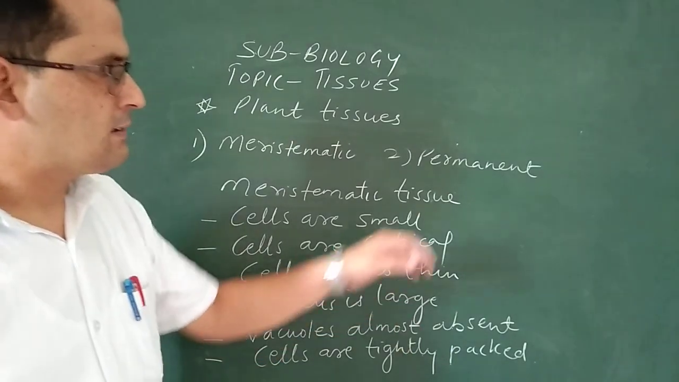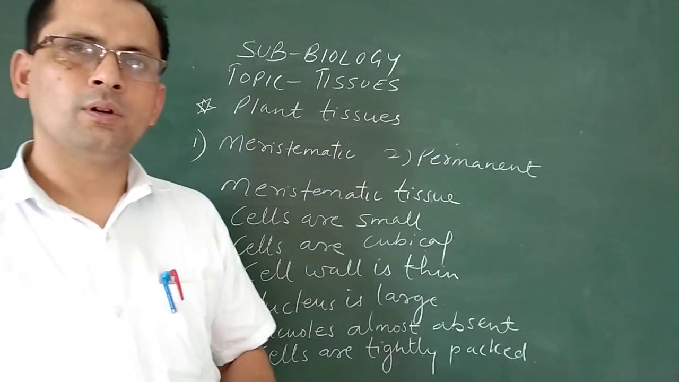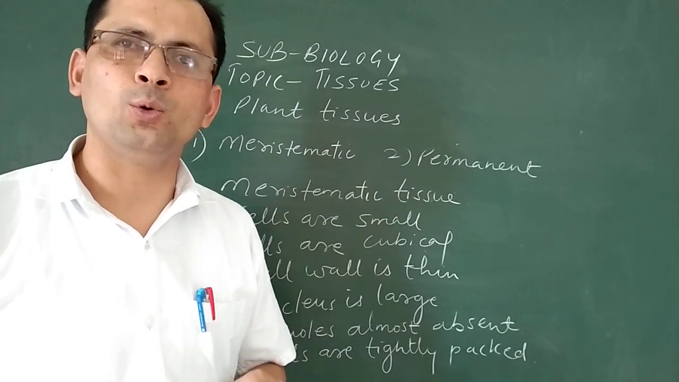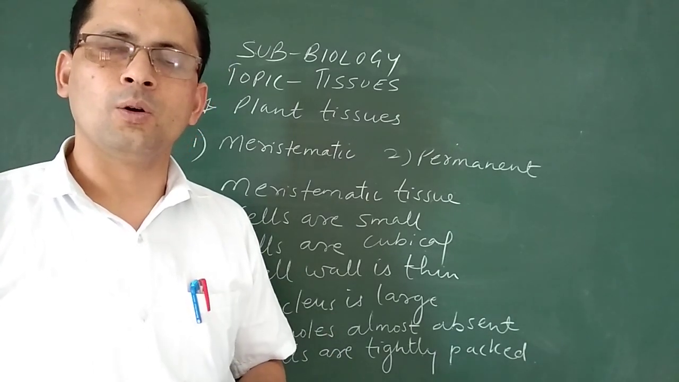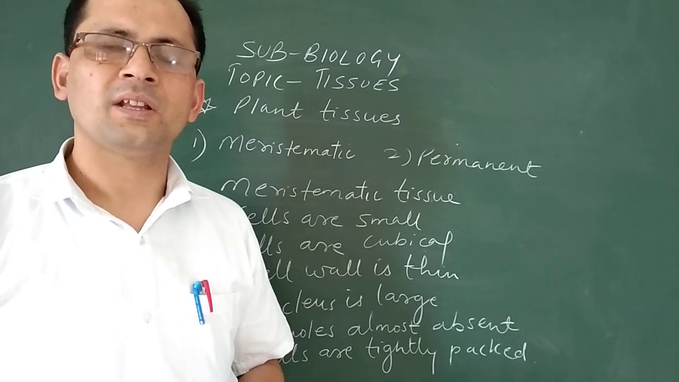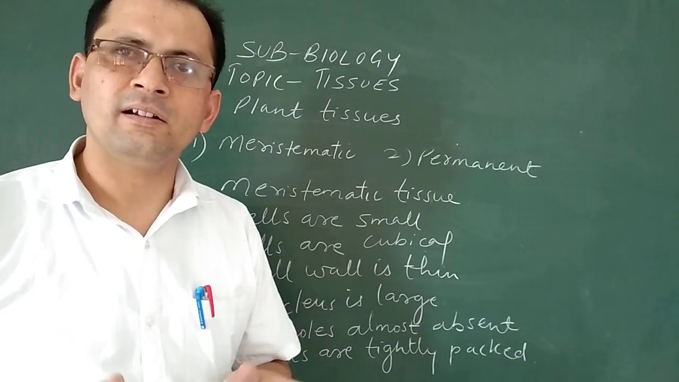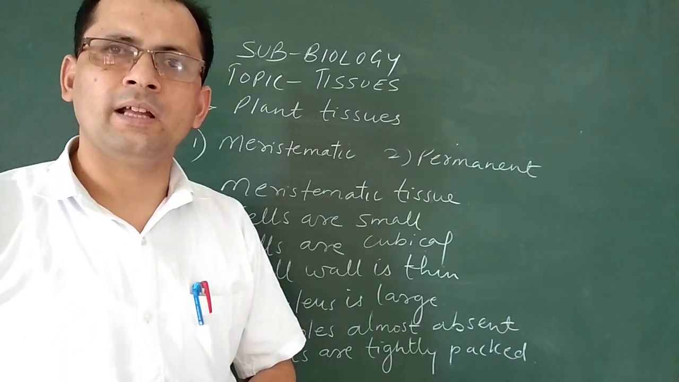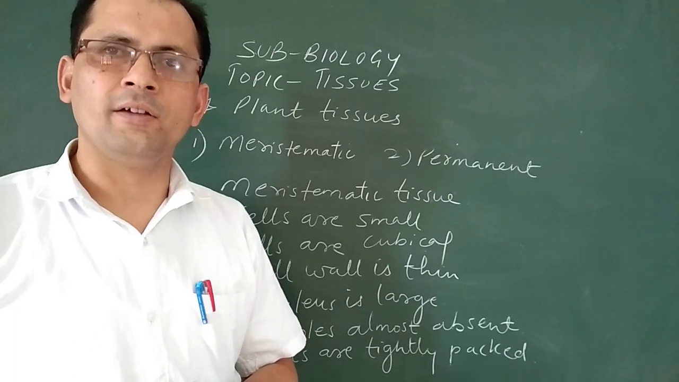Whereas the permanent tissue is that tissue whose cells have lost the ability to divide. They cannot divide. They have attained a definite shape and a definite function. They have lost the ability to divide.